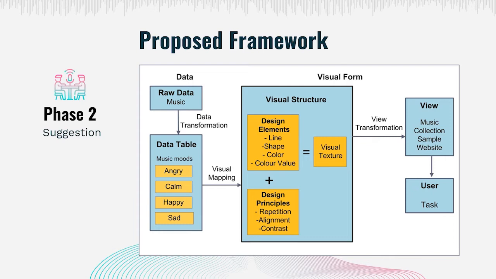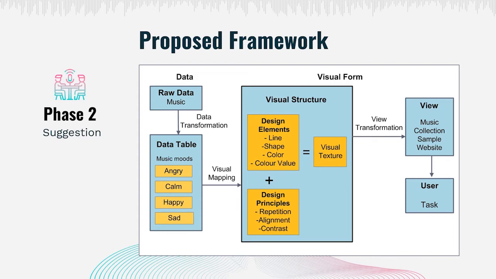This framework is developed based on the visual reference model. The model traces the path of transforming raw data into a visual form that can be viewed by the user. Meaning that from music mood, we map it to a visual texture, so the user can view the visual texture and understand what kind of mood we try to represent.